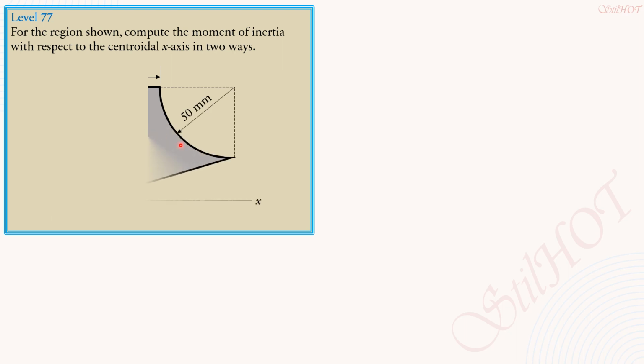Level 77, for the region shown, compute the moment of inertia with respect to the centroidal x-axis in two ways. So let's solve this in the same manner as level 76 was solved. So this is the given figure. First, for the area, we have area of rectangle minus this triangle here minus this quarter circle. If this is 80 and this is 50, then this must be 30 mm.